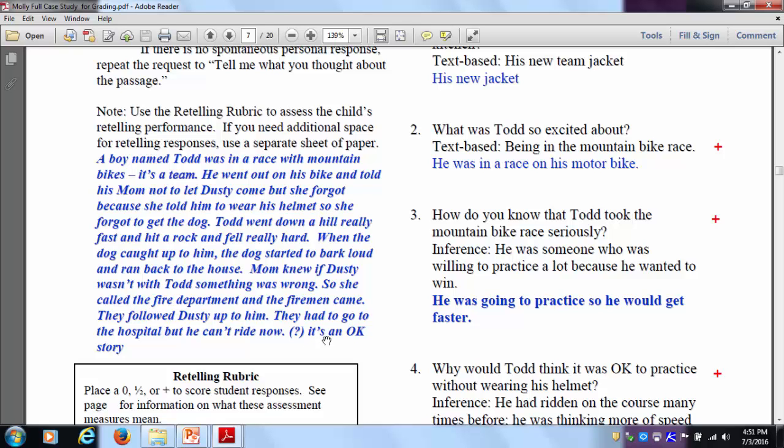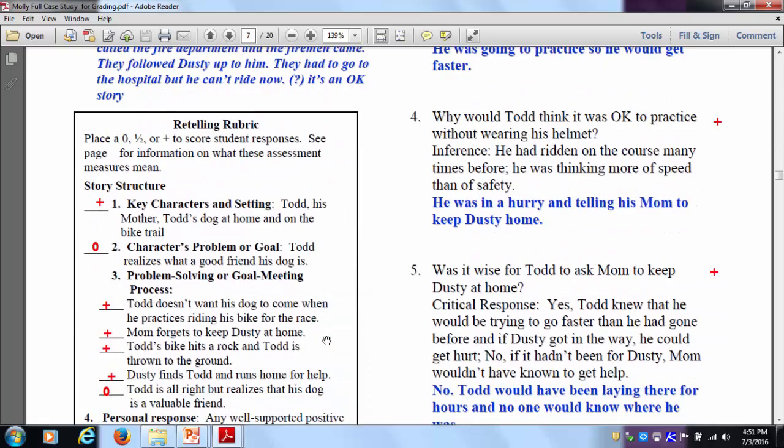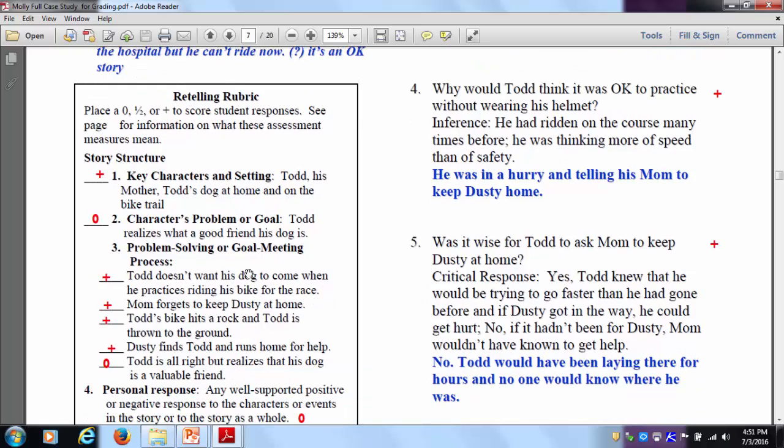Anything more about this story or reaction? It's an okay story. So what do we have for retelling? All right? We give a plus. He's got Todd, the mom, and the dog. What about Todd realizes what a good friend his dog is? No sign there, so we give it a 0.